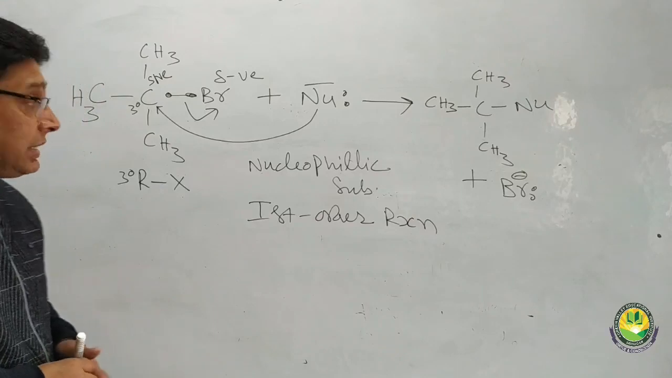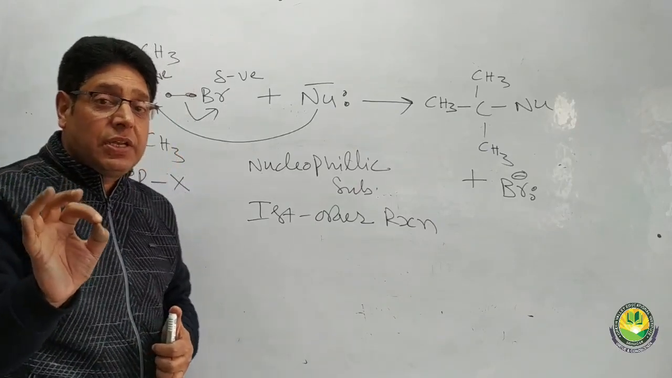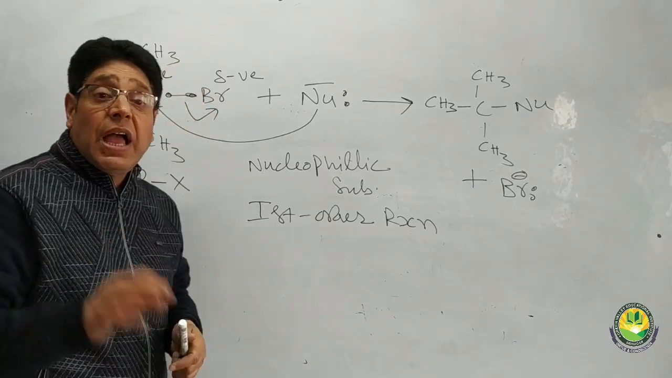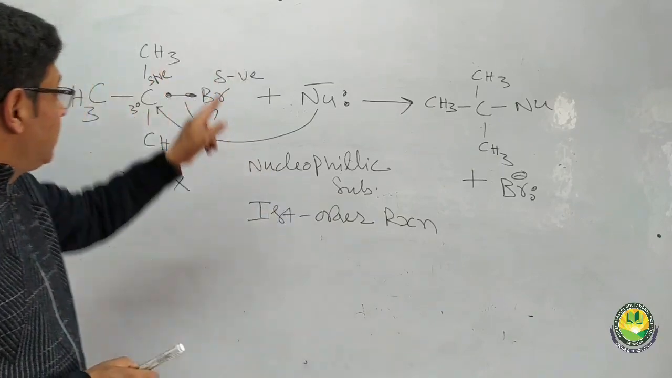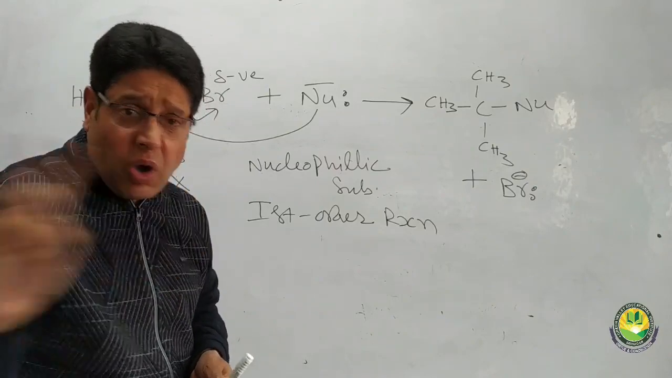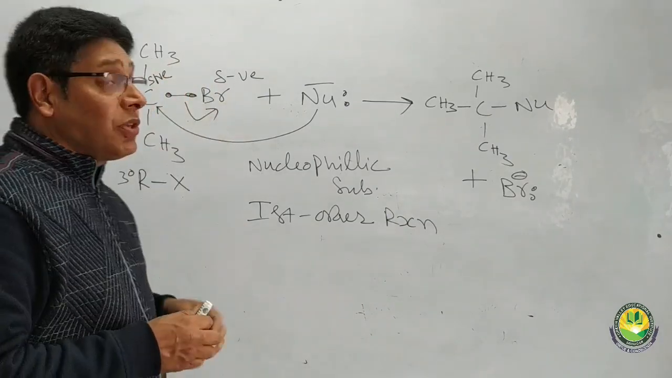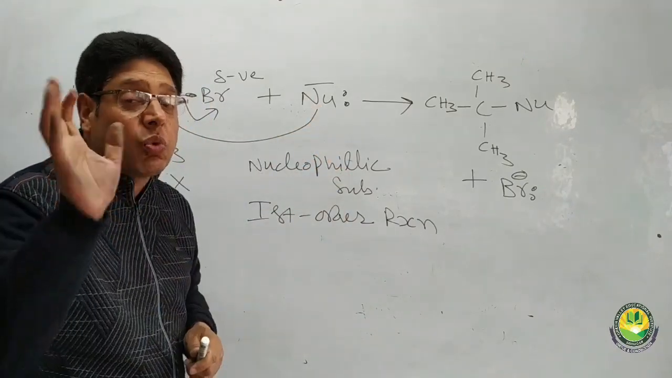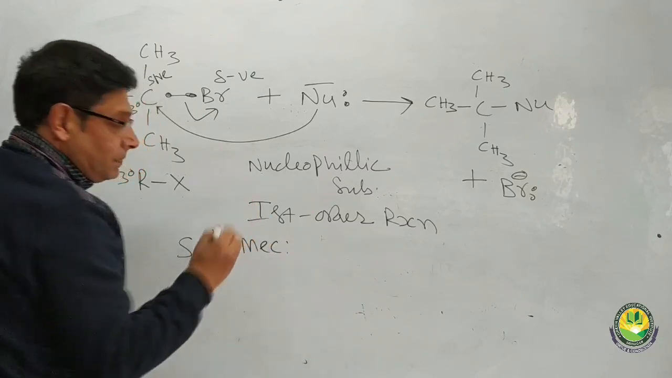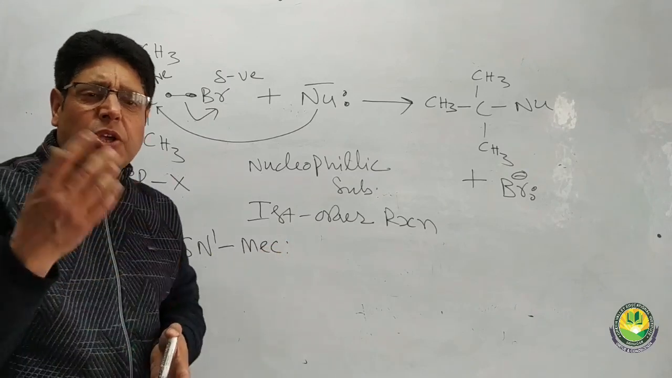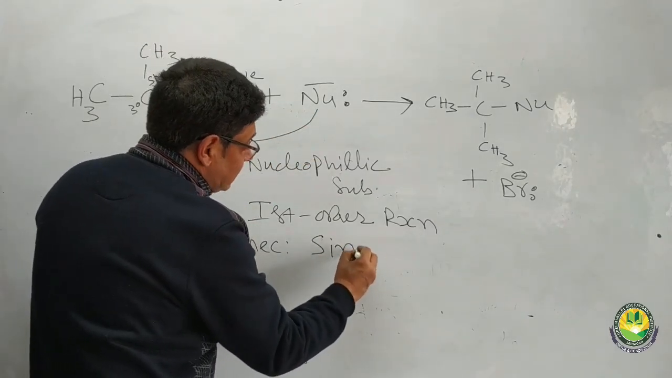First order reaction. This reaction follows first order kinetics, which means speed of this reaction depends upon the concentration of alkyl halide only. It has been experimentally confirmed that speed of this reaction depends upon the concentration of alkyl halide only and not on the concentration of nucleophile. Now the question is why? Why does it depend upon the concentration of alkyl halide only, not on the concentration of nucleophile? This is because this reaction involves SN1 mechanism. First order nucleophilic substitution mechanism or unimolecular nucleophilic substitution mechanism.